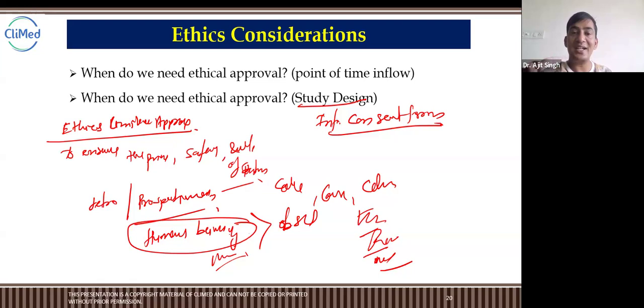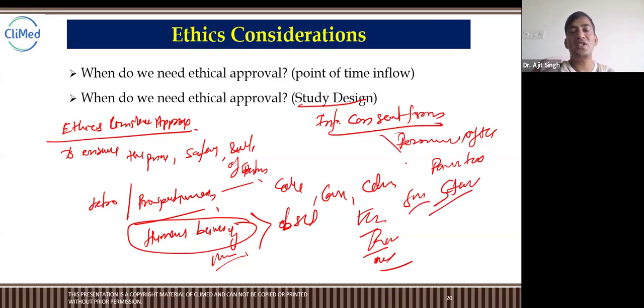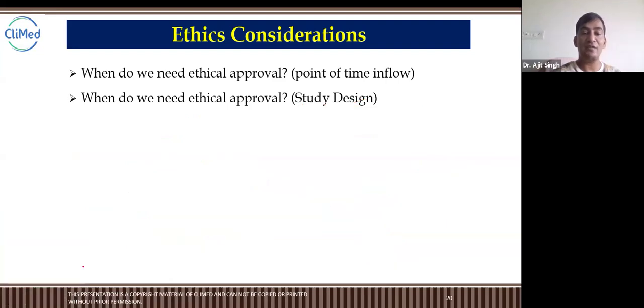Understand two things. Consent is the permission of the participant to participate in the research study. That is consent form. That is ethics approval. So I hope now you understood the clear differentiation between consent and ethics approval.